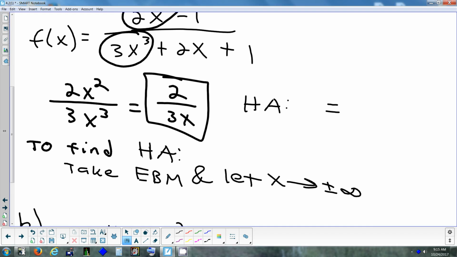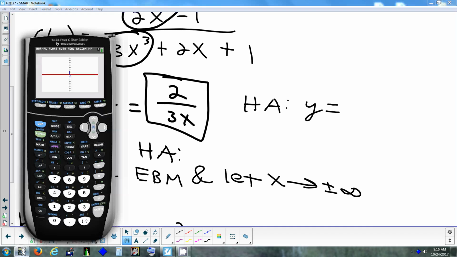Y equals. And now, can someone else tell me what's going to happen to the end behavior model as x gets really, really big? What is the end behavior model going to approach? Sam? 0. Yeah, it's going to approach 0. We can kind of see it in the picture. It's getting very, very close to 0.